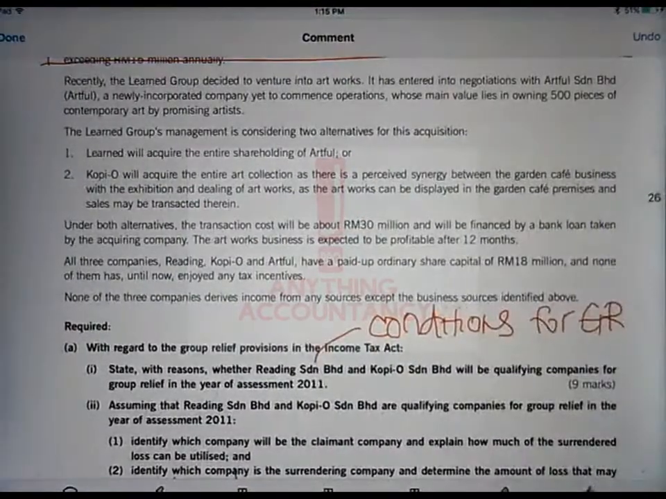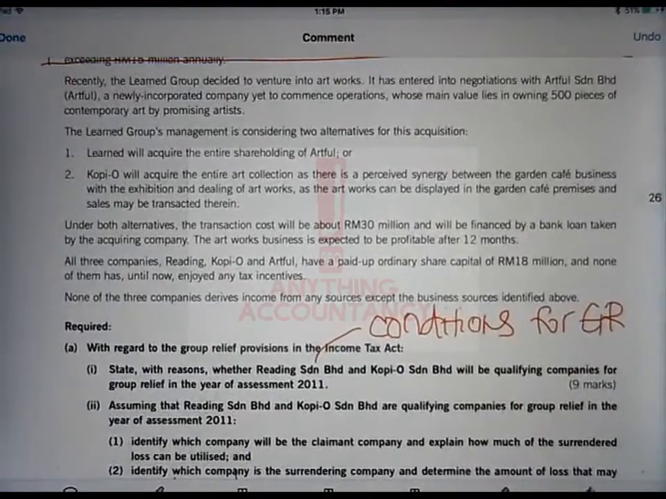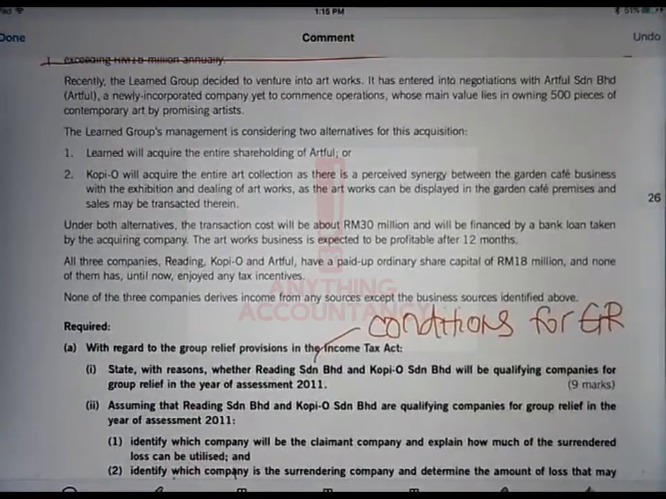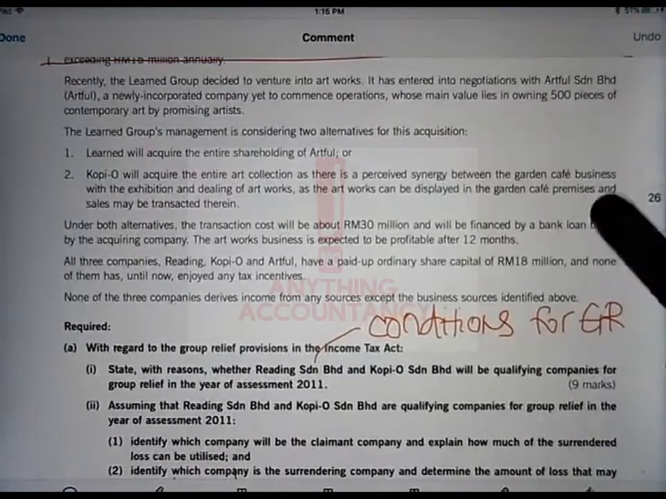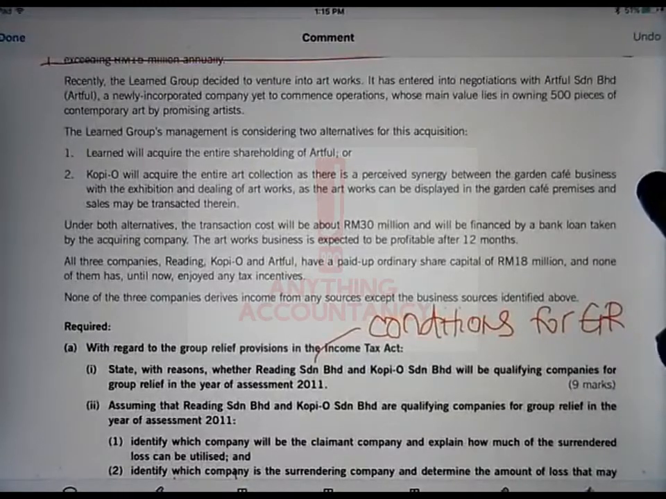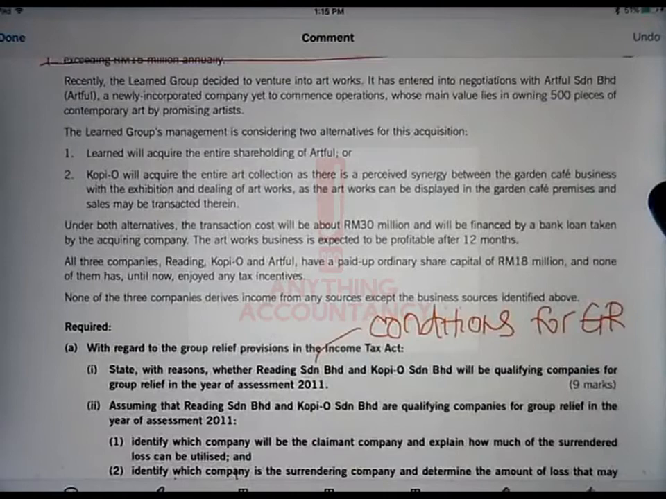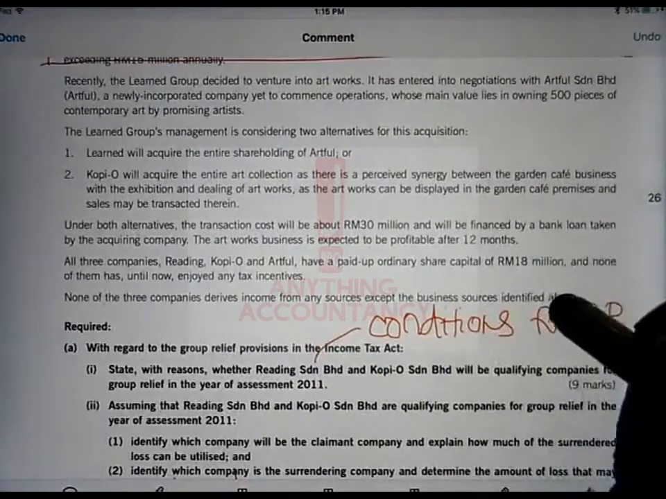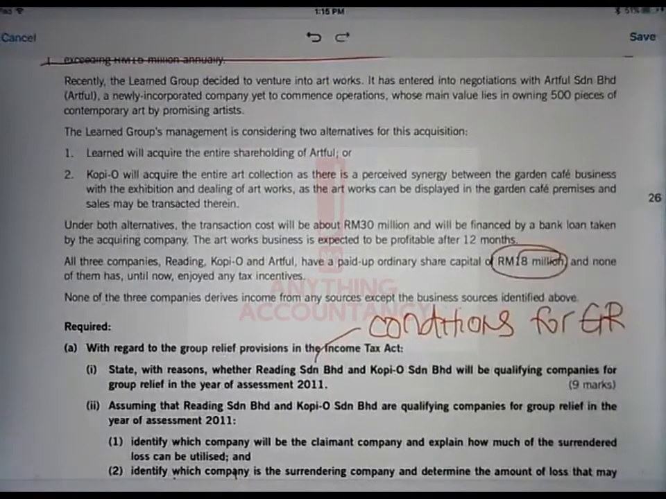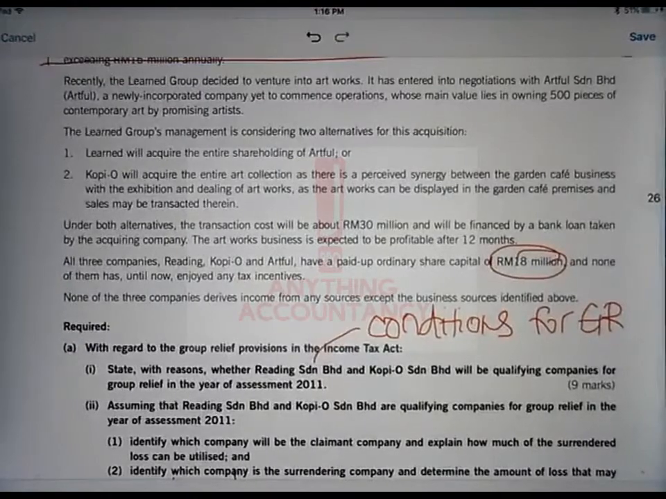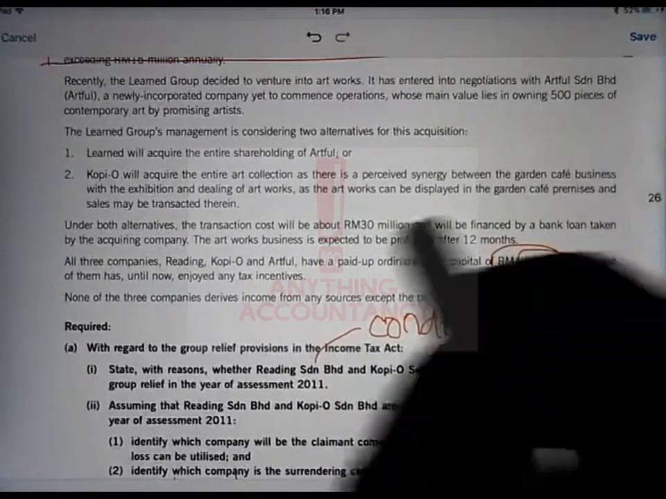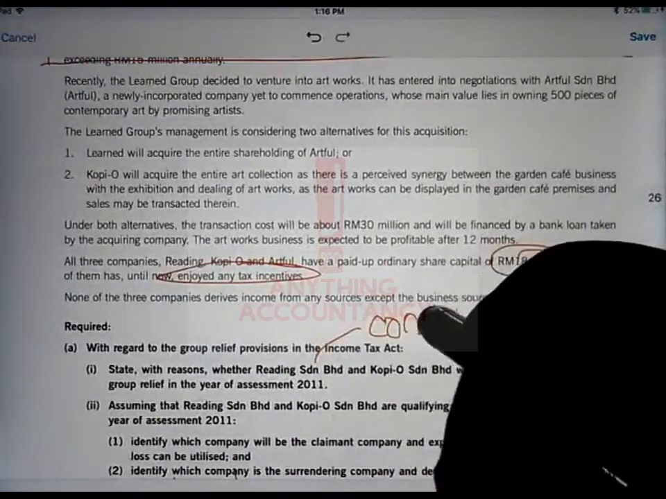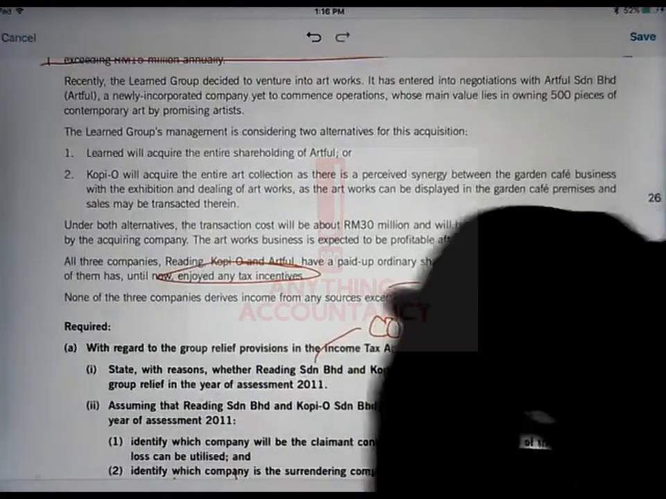Okay. Now, under both alternatives, the transaction cost will be about 30 million and will be financed by a bank loan taken by the acquiring company. The artwork business is expected to be profitable after 12 months. Okay. All three companies, Reading, Kopi O, Artful, have paid up share capital of 18 million. This is quite important to pick up. That exceeds that SME level, yes or not? Correct? And none of them has until now enjoyed any tax incentive. This is very important for group relief. Okay. None of the above companies derive income from any source except the business source identified there.